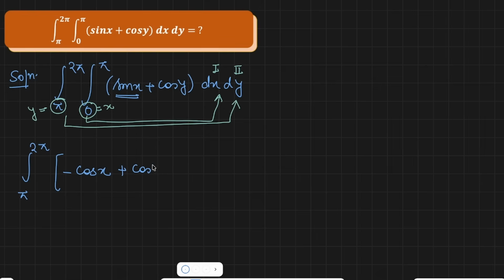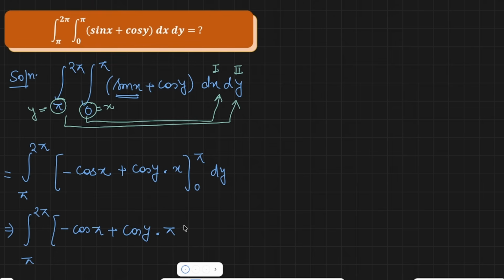So I will write cos y as it is, and the integration of 1 will be x, with limit from 0 to pi, dy. Now put the limit, so the limit will be from pi to 2 pi. Now put the upper limit, it will be minus cos pi plus cos y as it is, times x, and in place of x it will be pi. And if I put 0, it will be minus cos 0 plus cos y into 0, dy.